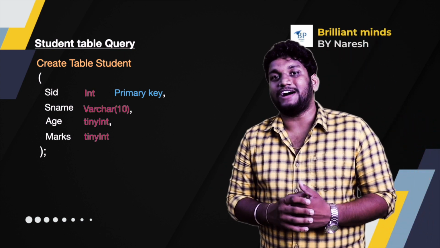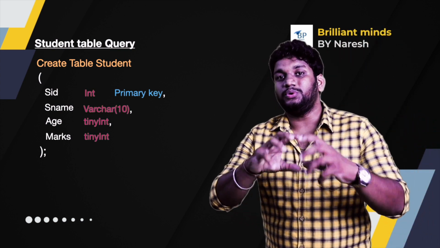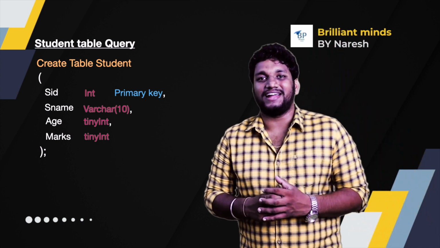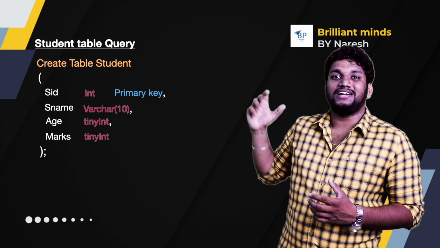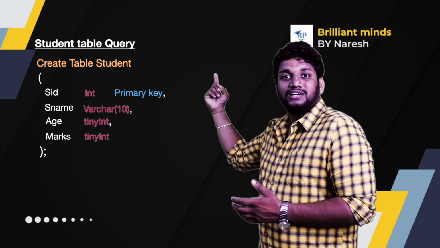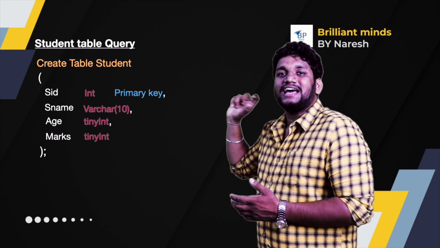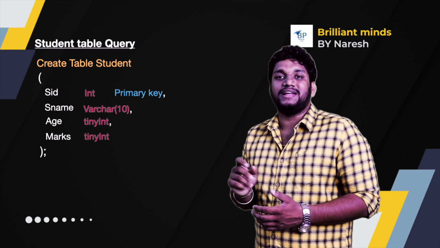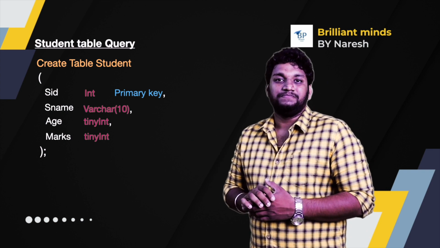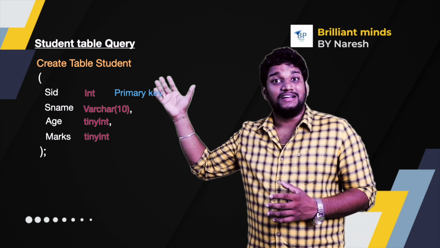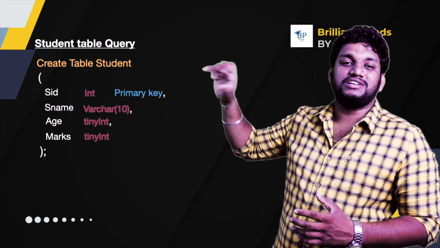Now next, what do we have to do? We have to use this primary key constraint. Where do I have to keep this primary key constraint? I have to keep it for the student ID column. Beside the data type, I'll be giving primary key constraint, and then next I'll be closing the braces with a semicolon. This is the proper way of writing a query for primary key constraint using the student table.